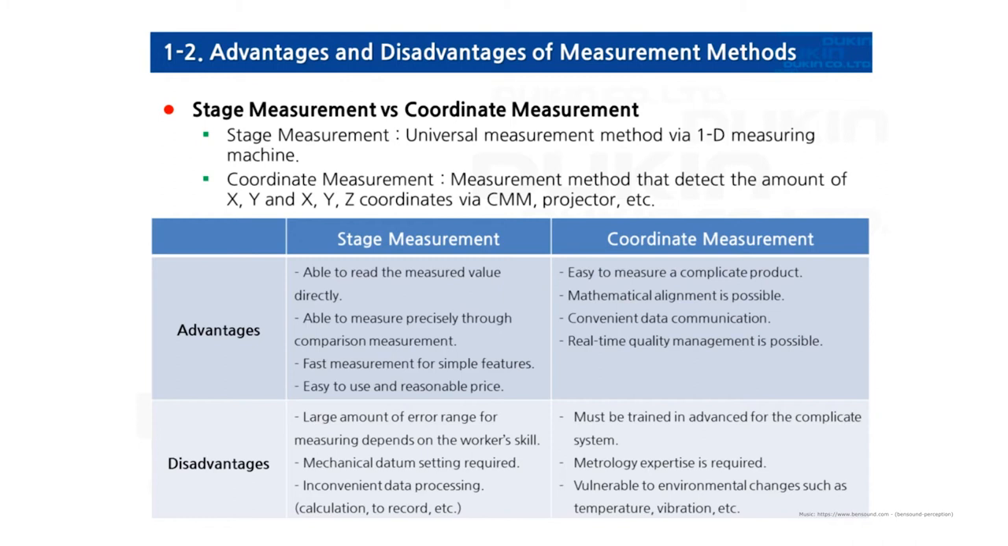And let's have a look at coordinate measurement. If you have a CMM, it is easy to measure a complicated product, which you can't possibly measure with a ruler. And it's using software, which means you can store measured data easily as well. And real-time quality management is totally possible. But it is a quite complicated system, so you must be trained in advance. And also CMM is very vulnerable to environmental changes such as temperature variation, etc.